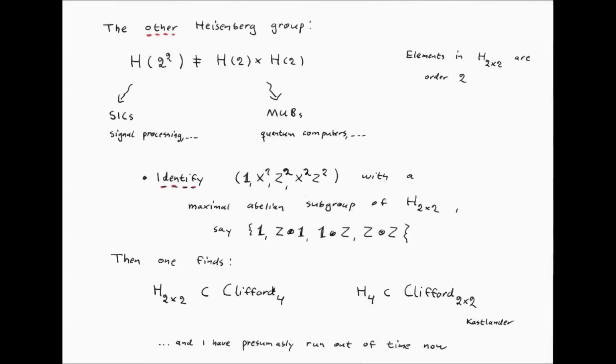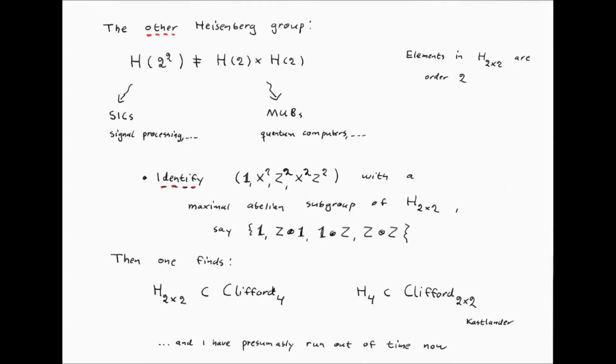Yeah, and I think that's more or less the end. But I should talk a little bit about the other Heisenberg group. So this is really where my talk was supposed to start. So here's the other Heisenberg group. This is the Heisenberg group we use for SICs. It's a very relevant Heisenberg group. People in signal processing always use this one.